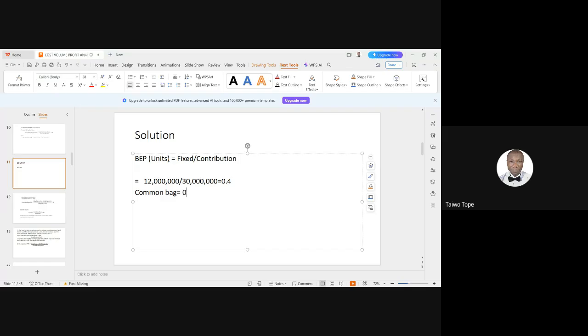For the common bag, it will be 0.4 multiplied by how many units you have for the common bag. 300 units, right? Yes, sir. When you multiply this, you have 120,000. For the executive bag, it will be what?